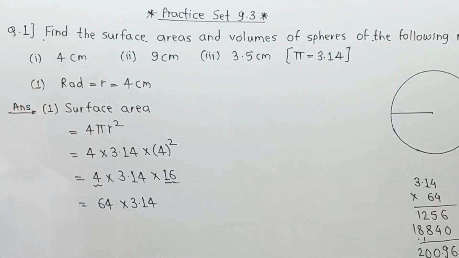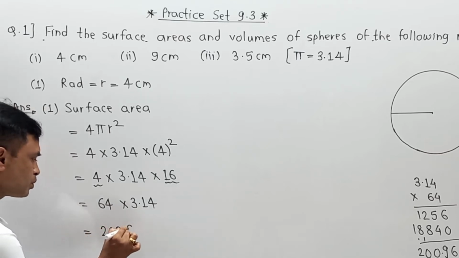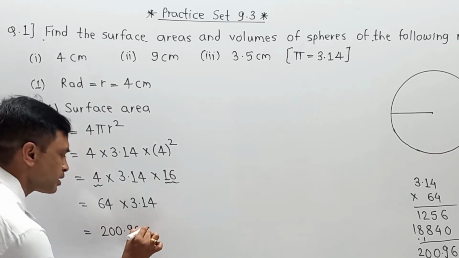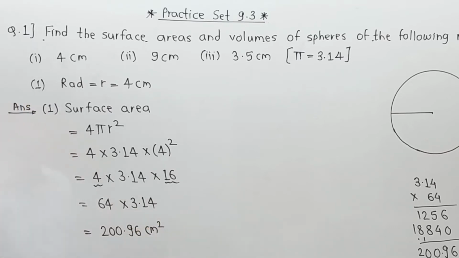So putting that value over here, surface area is equal to 200.96, and as the unit of radius is centimeter, the surface area is in centimeter square. And this is the first step of our answer.